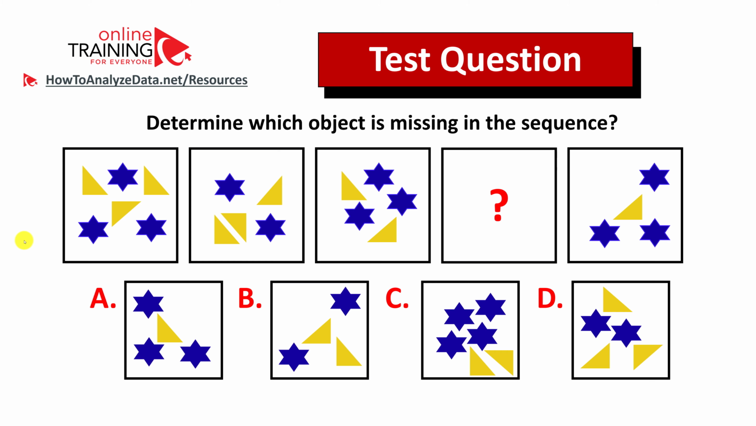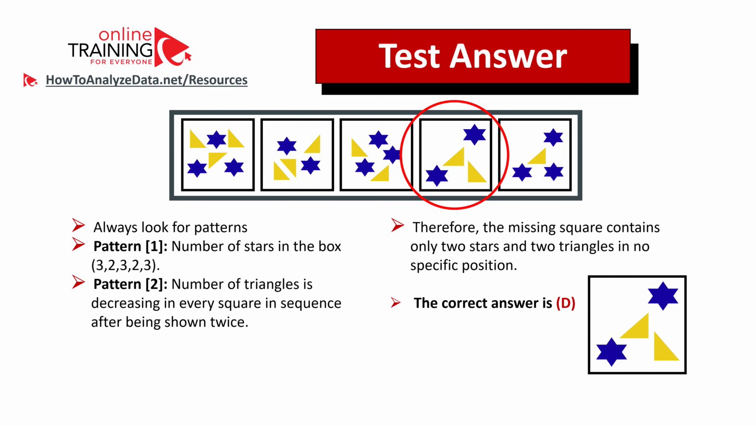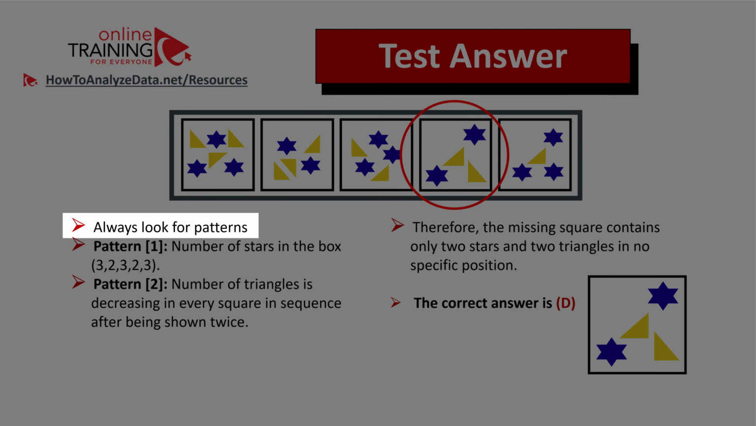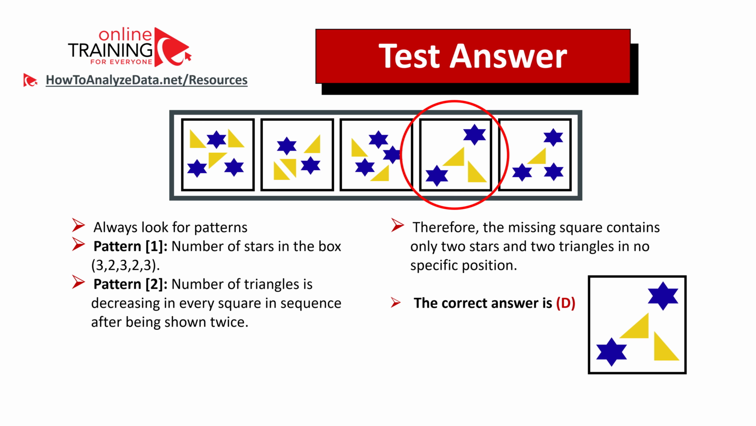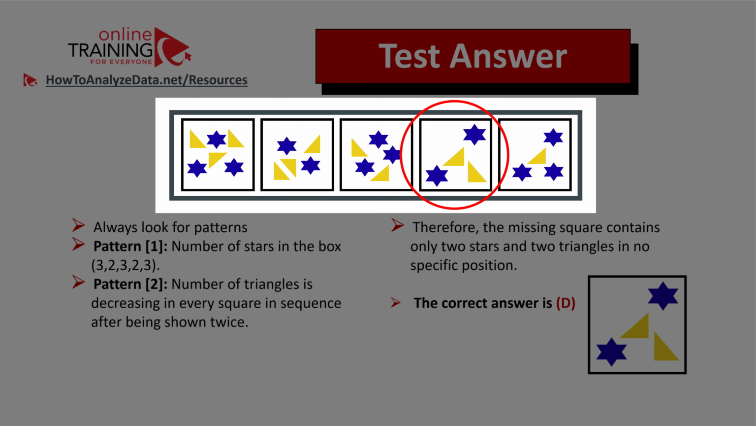Did you figure out the answer? Let's continue to see how we can solve and get to the correct solution together. I'm probably going to repeat myself again, but my advice to you is always look for patterns. So there are 2 patterns present here, and both patterns have number of objects. The first pattern is pattern of number of stars in the box.